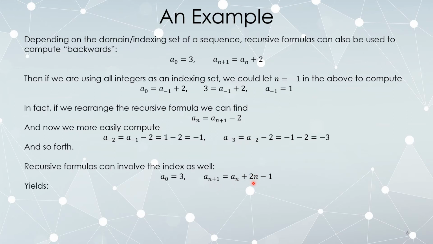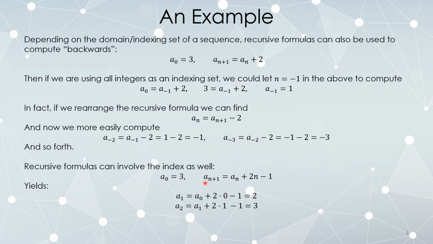So now, given a sub 0 equals 3, a sub 1 must equal a sub 0 plus 2 times 0 minus 1. That's just letting n equal 0. If I let n equal 0, we get a sub 1 equals a sub 0 plus 2 times 0 minus 1. A sub 0 was given to be 3. 3 minus 1 is 2.